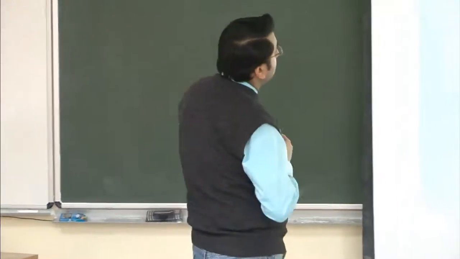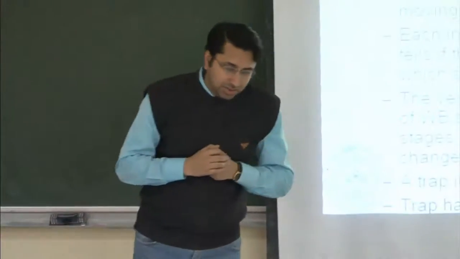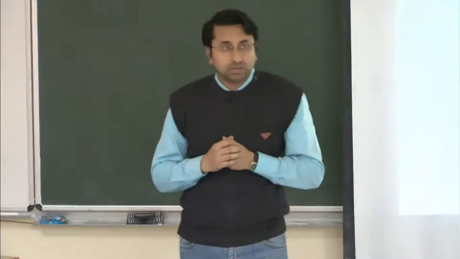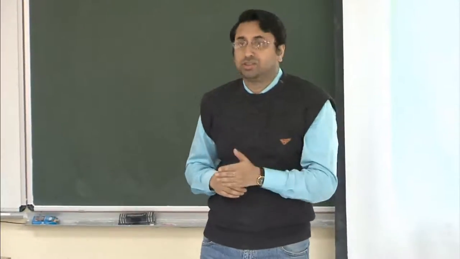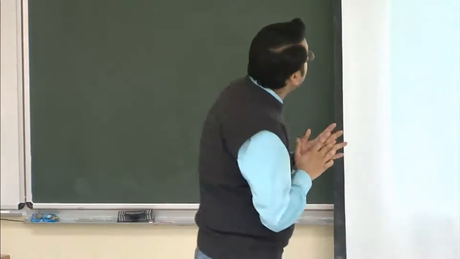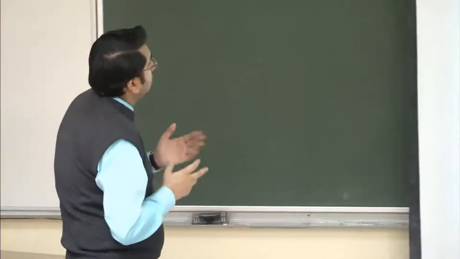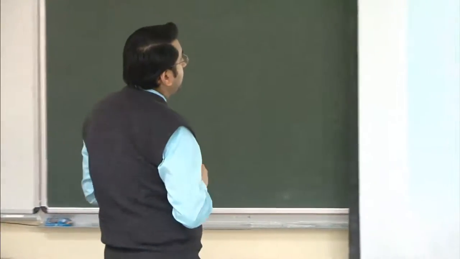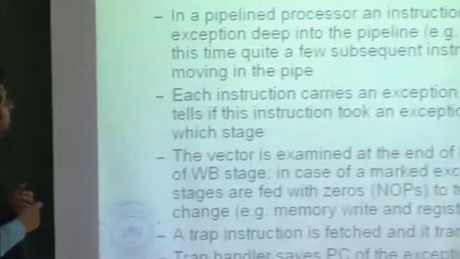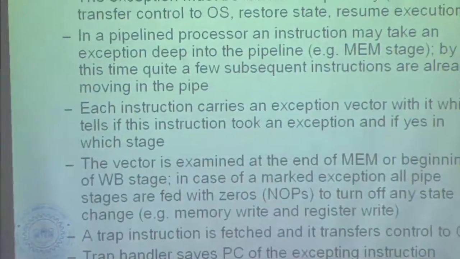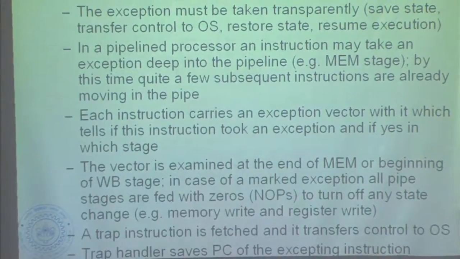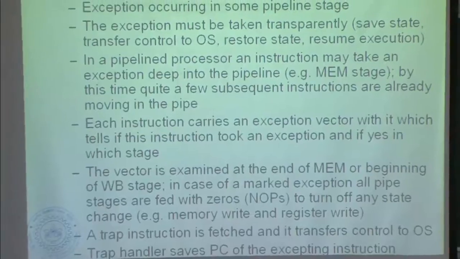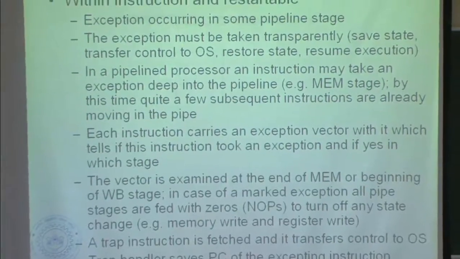And that's why the restartable clause is important, because it says that after you handle the exception, you should be able to resume the instruction and execute it successfully. So an exception occurs in some pipeline stage, and the exception must be taken transparently, meaning that you save state, transfer control to the operating system, and then restore state and resume it.